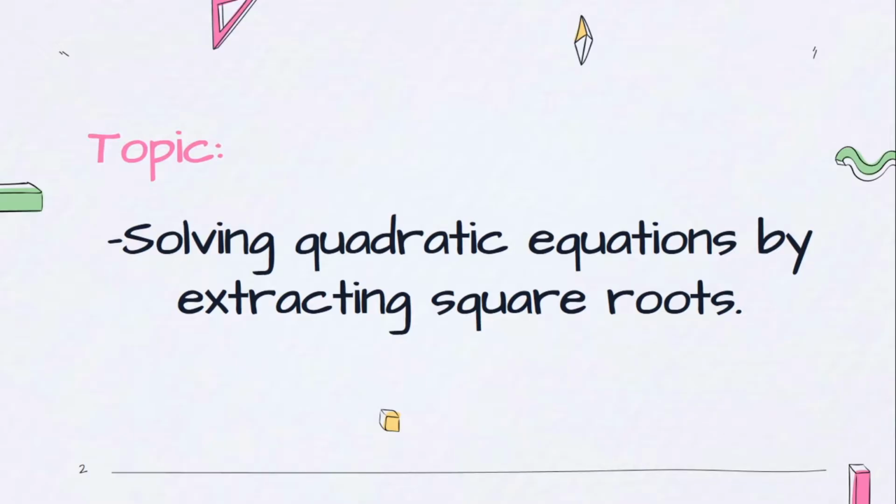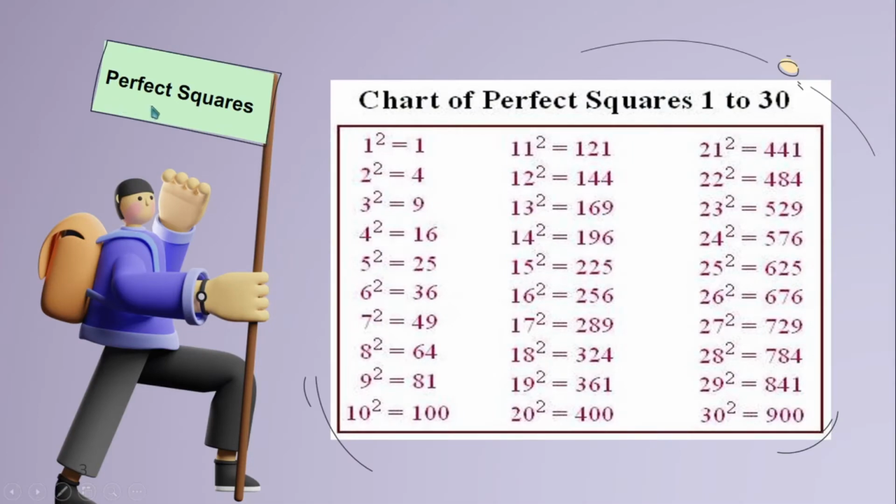In this video, our topic is solving quadratic equations by extracting square roots. But first, we need to familiarize ourselves with the numbers that are perfect squares, like 1, 4, 9, 16, 25, 36, and so on and so forth. We need to know the perfect and not perfect squares because we need it to solve quadratic equations by extracting square roots.